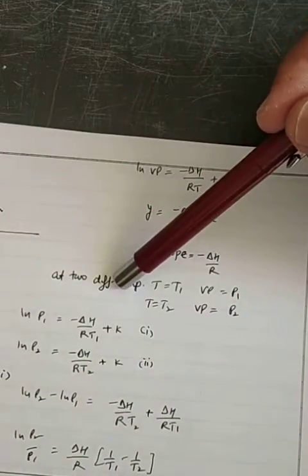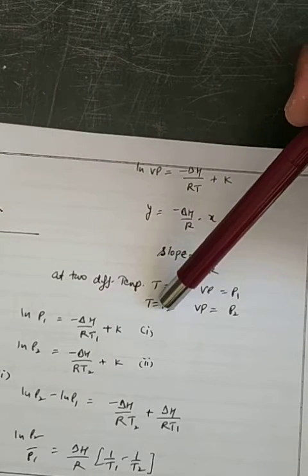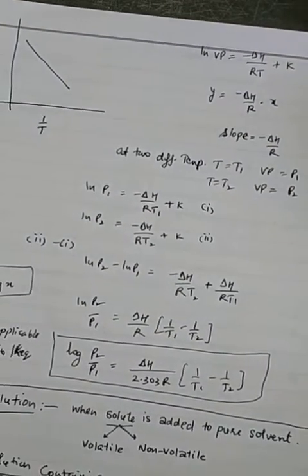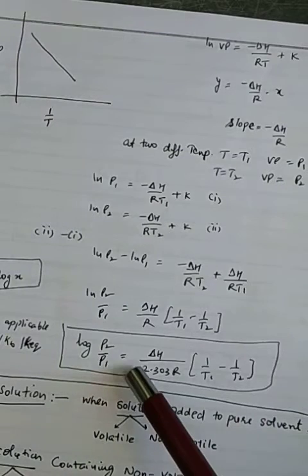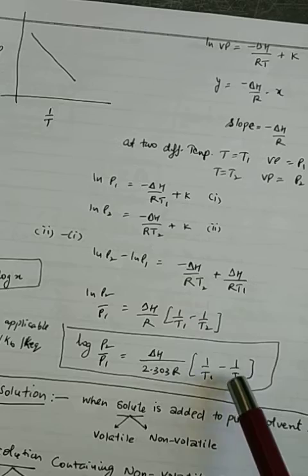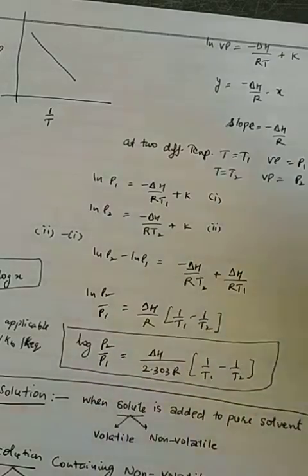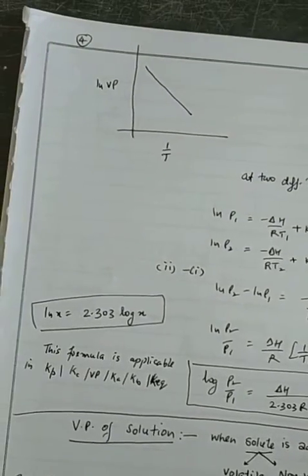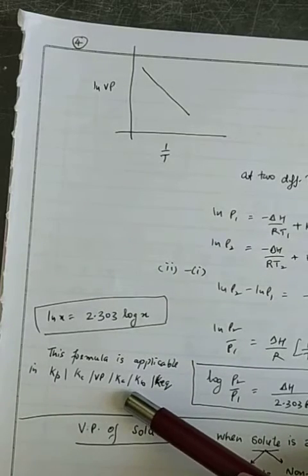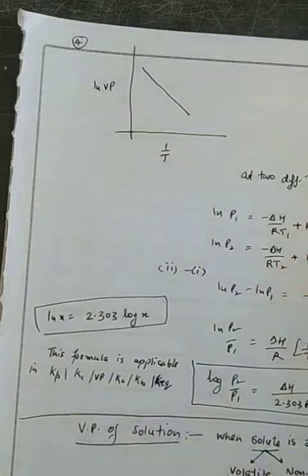At two different temperatures, suppose at T1 the vapor pressure is P1, and at T2 the vapor pressure is P2, you can derive the equation like this, and finally we get log P2 upon P1 equals delta H upon 2.303 R times (1 upon T1 minus 1 upon T2). This is a very useful equation that will be used in many numerical problems that are related to Kp, Kc, Vp, Ka, Kb, dissociation constant, acid base, and K equilibrium.